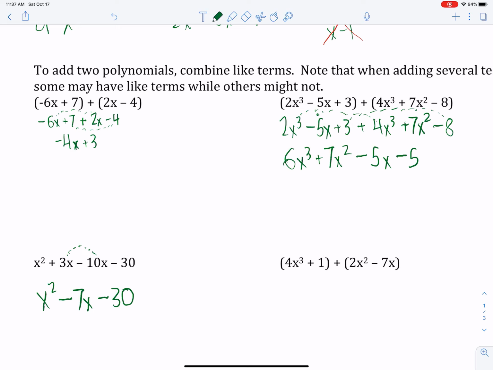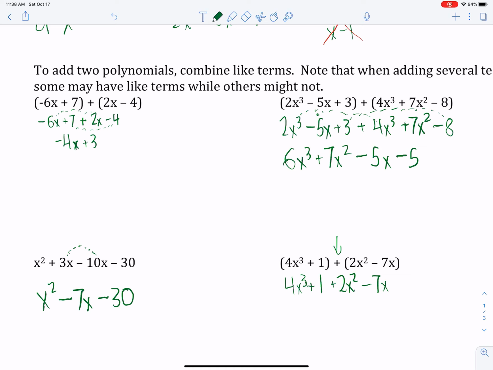Now let's take a look at our next one. Again, here we've got some polynomials that we're adding, and when there's a plus in front of a parentheses, it doesn't change what's in it. So we can just drop the parentheses here as if they weren't even there. 4x cubed plus 1 plus 2x squared minus 7x. And here, there's no like terms, so that would really be it. Technically, this is a correct answer.